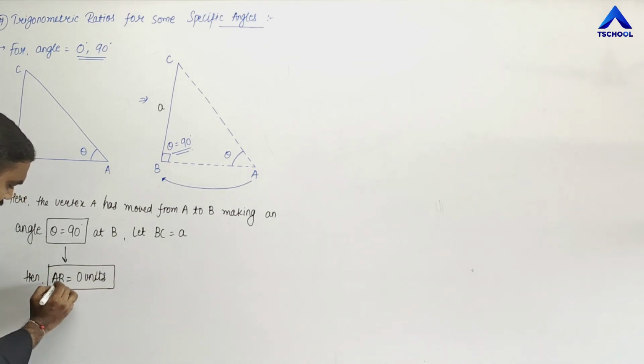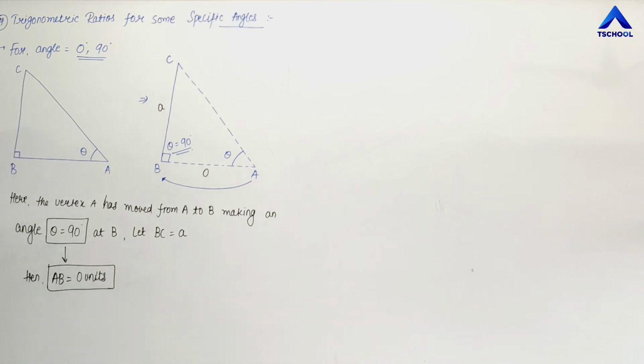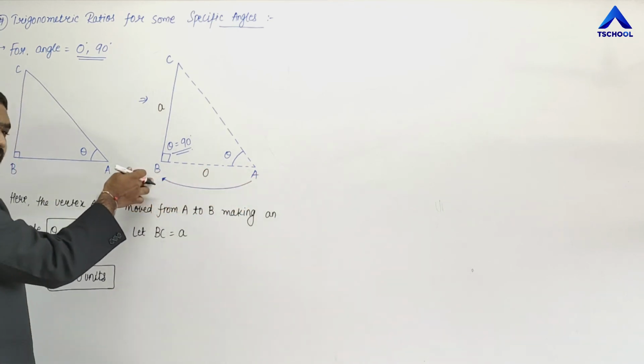In the previous case, what did we have? We had this side BC equals to 0. Here we will have this as our 0 units. Why? Because this A has shifted to B.